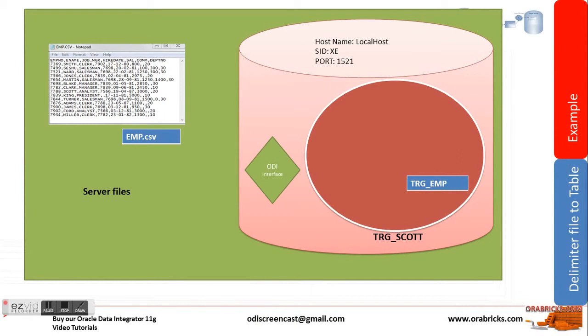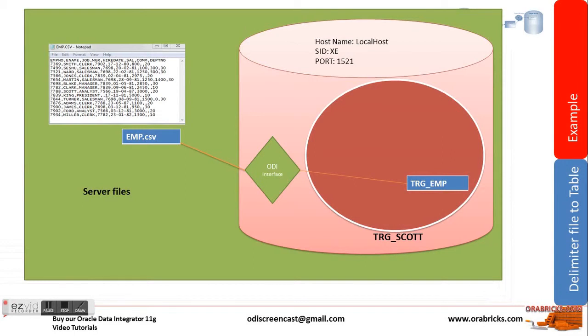So our main objective is to create an ODI interface mapping to export the data from the emp.csv file to populate the trg_emp table. In order to do this, you have to use an LKM, a loading knowledge module. The reason is, here your source is a different technology and the target is a different technology. Whenever your source and target are on different technologies, definitely you have to create different servers in ODI.